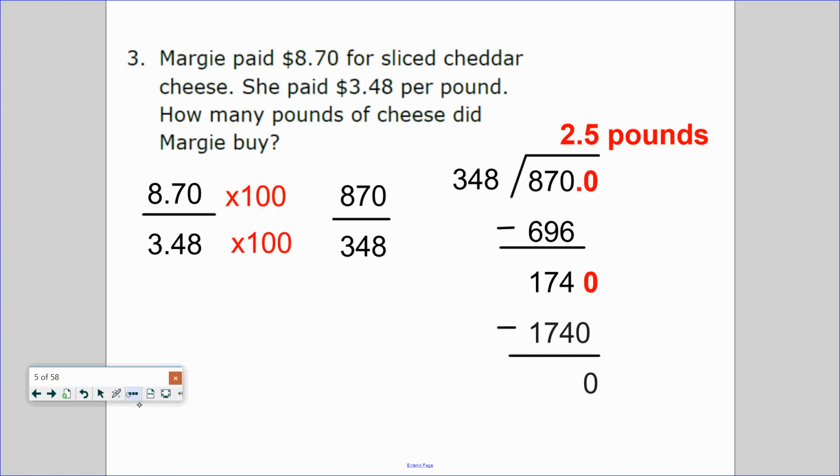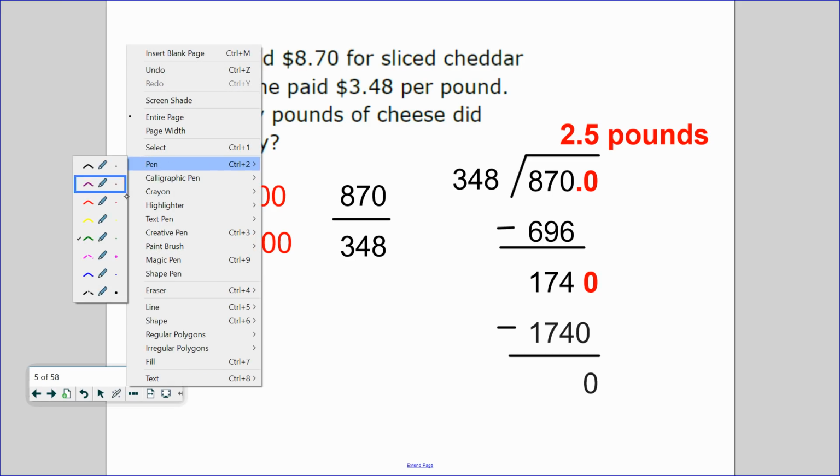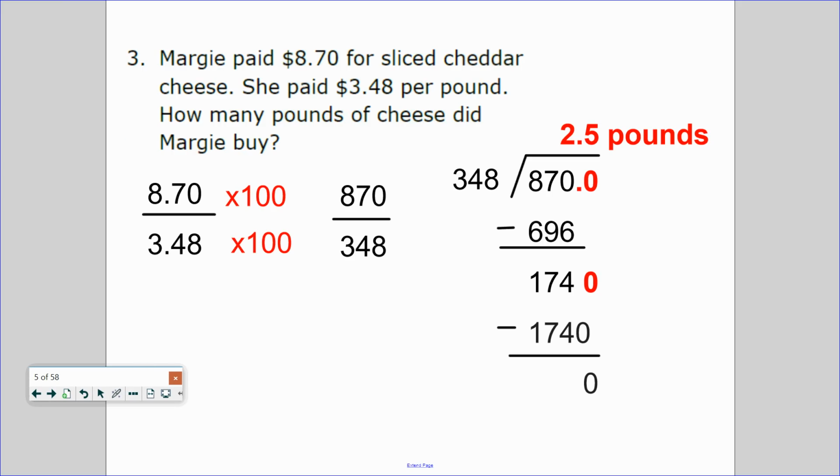Number 3, let's see the answer to number 3. Margie paid $8.70 for sliced cheddar cheese. She paid $3.48 per pound. How many pounds of cheese did she buy? So I want to know, how many pounds of cheese did she buy?